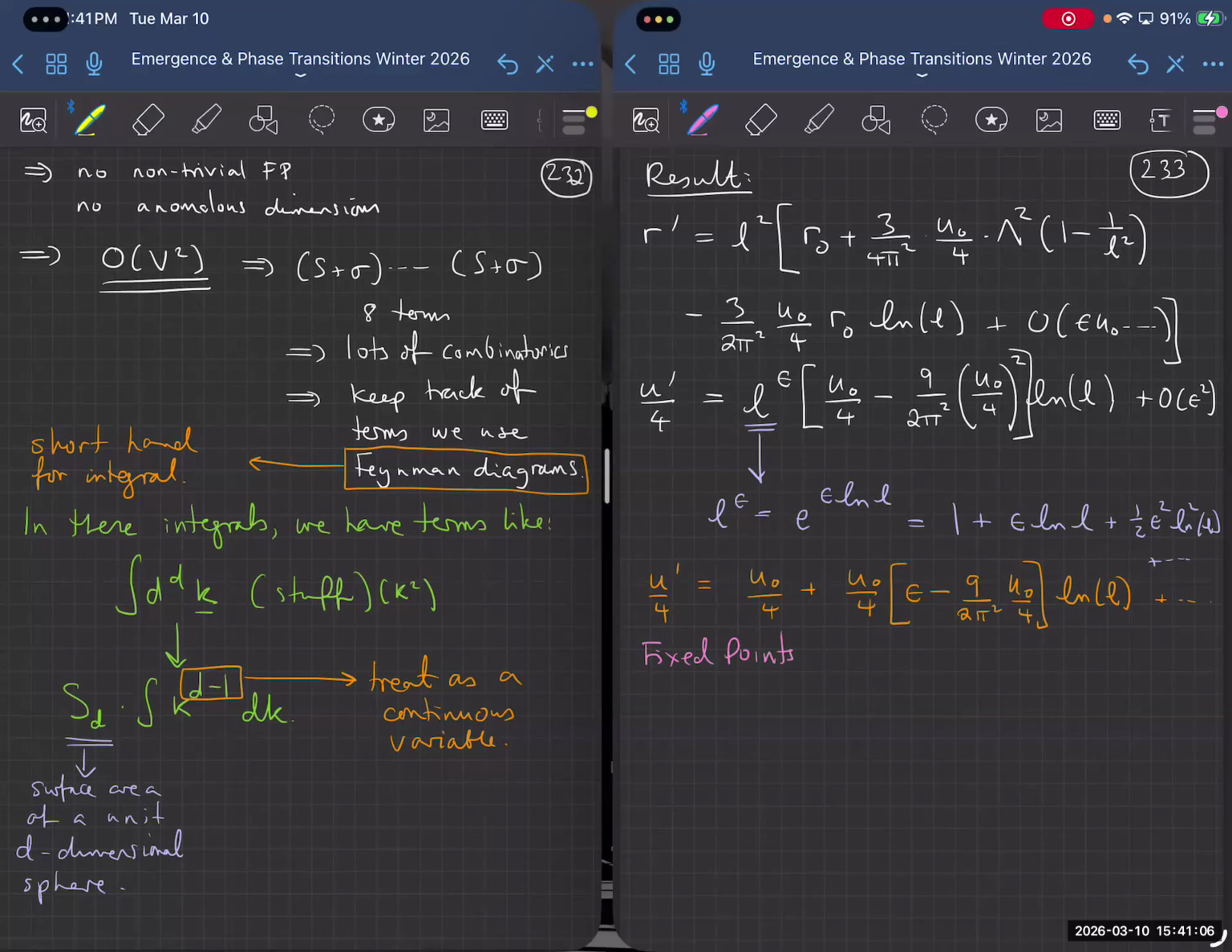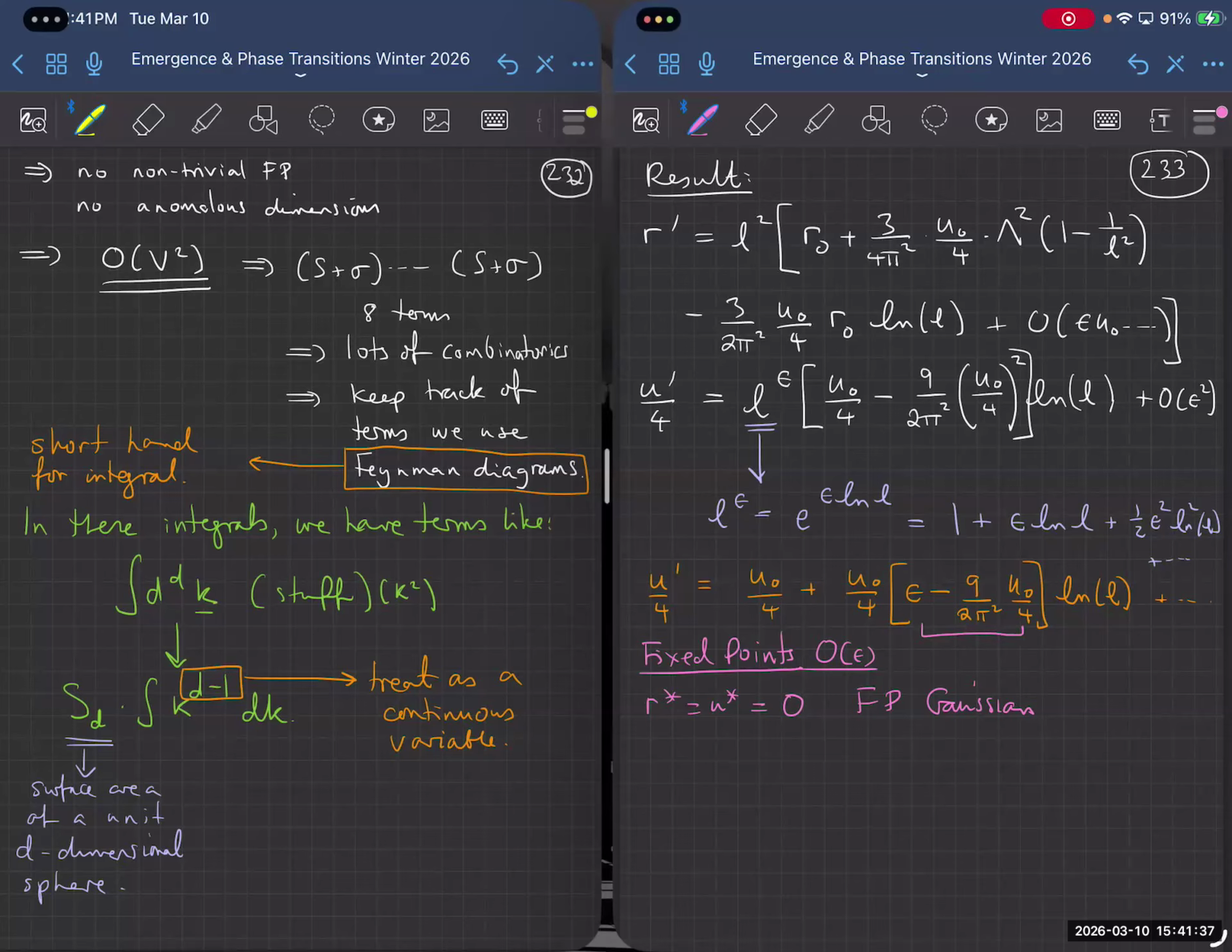And you can see that there is a fixed point here to order epsilon. So there's one fixed point, which is R star equals U star equals 0. And that fixed point is the same one that we found before, the Gaussian fixed point. But there's another fixed point. That other fixed point is the one where this thing in here is equal to 0.